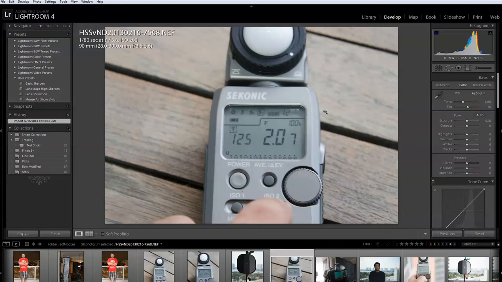So 3 stops of ISO 100, again: half of 100 is 50, that's 1 stop. Half of 50 is 25, that's 2 stops. Half of 25 is 12.5, so it's 12, that's 3 stops.